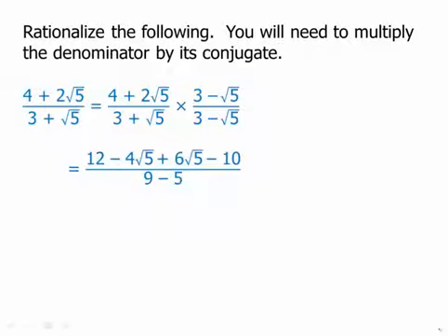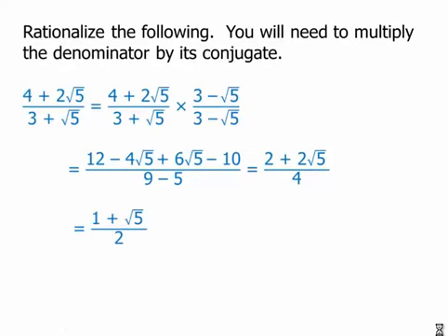Now we'll simplify everything in the numerator and the denominator. We wind up with 2 plus 2 root 5 over 4. Everything is divisible by 2, so we can divide by a factor of 2, and we are left with 1 plus root 5 divided by 2.